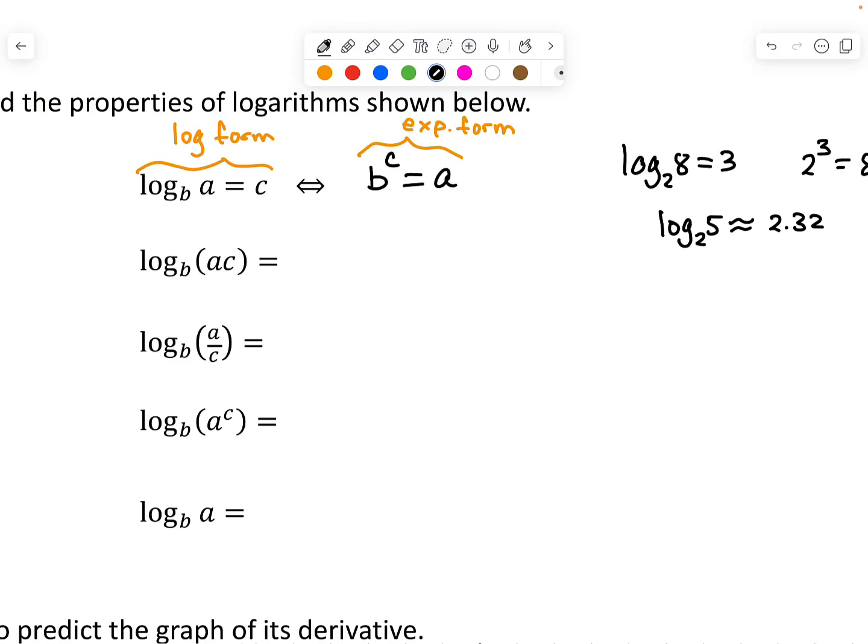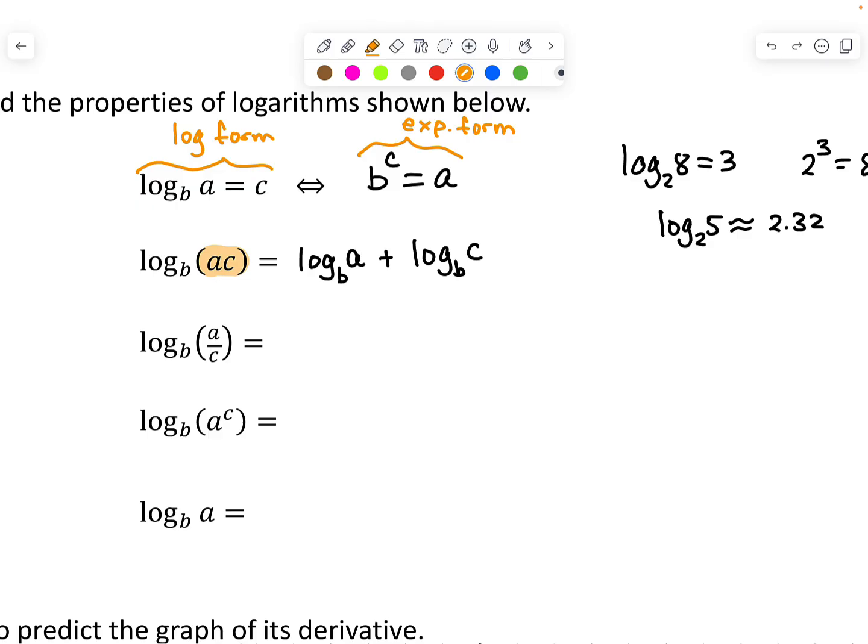When you have a logarithm of a product, a times c is the product, then you can rewrite this as log, same base b, of the first factor, plus log base b of the second factor. Now, you don't always need parentheses around your arguments. You could put some parentheses around the a and the c, but when your arguments are very simple like they are here, often we just leave the parentheses off.